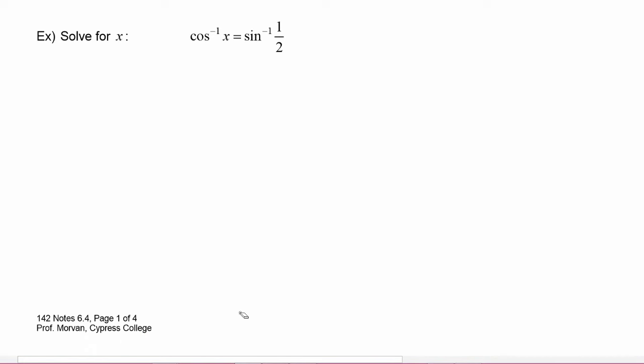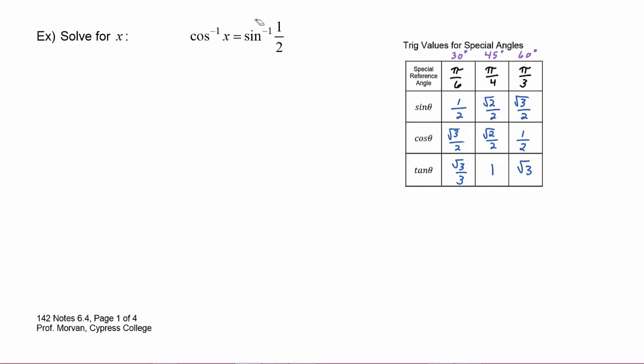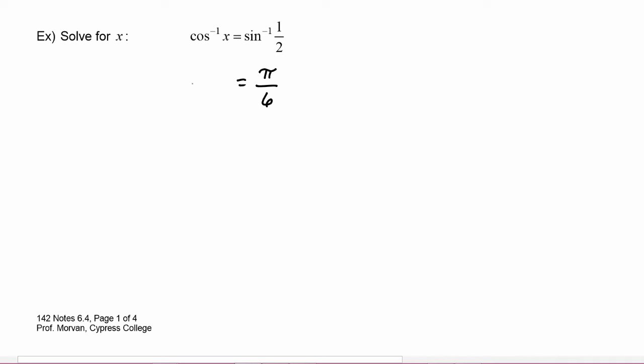In this example, we are being asked to solve for x given the equation cosine inverse of x is equal to sine inverse of 1/2. Well, first off, hopefully you recognize that sine inverse of 1/2 is something we can evaluate. Looking at our special angle chart, we go to the sine row where the value is 1/2, and we see that we are going to get pi over 6. The left-hand side remains cosine inverse x.